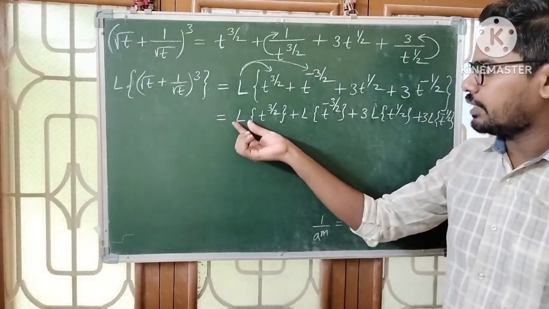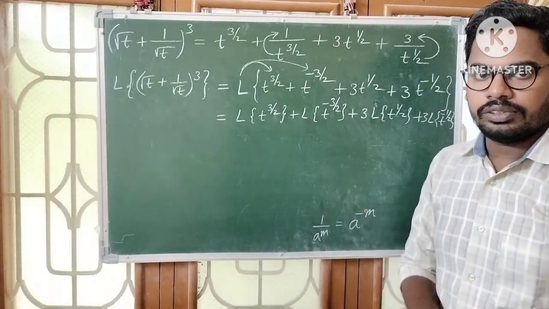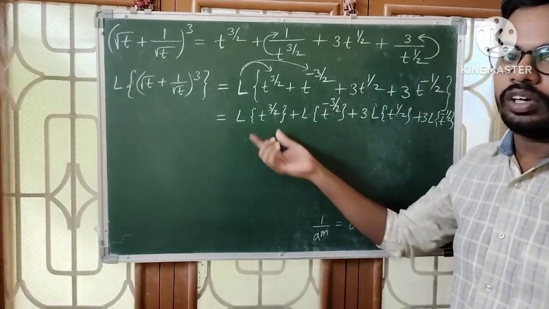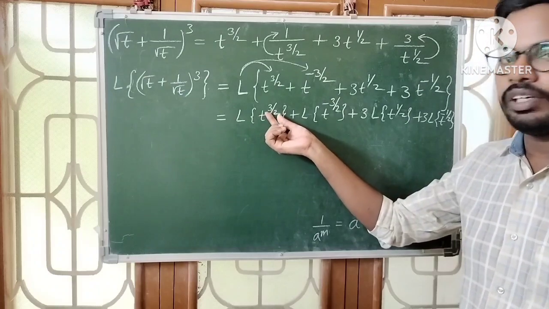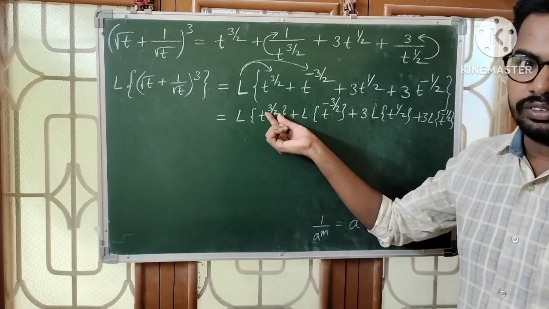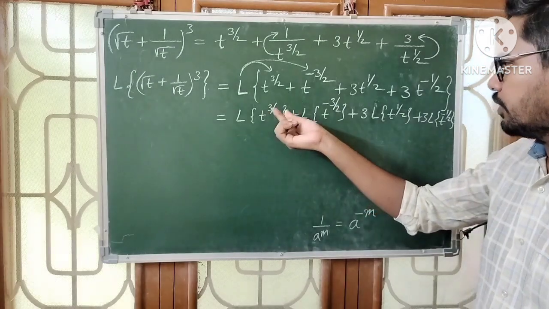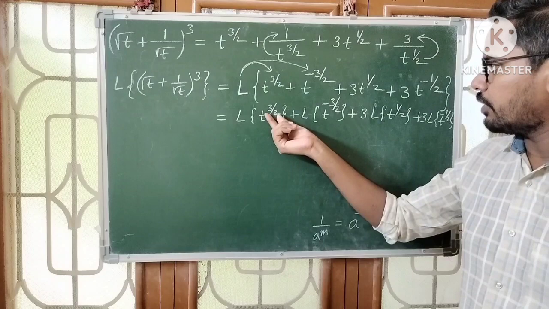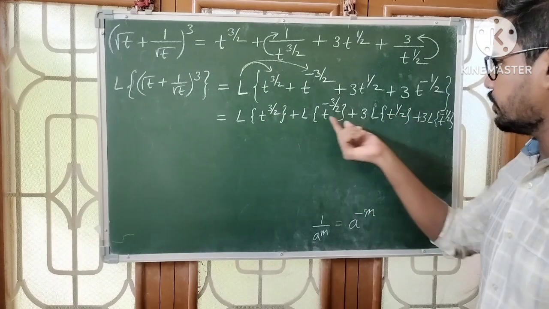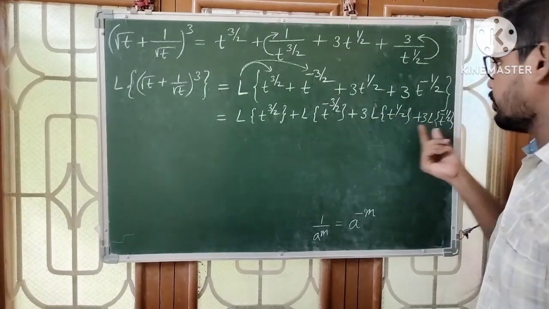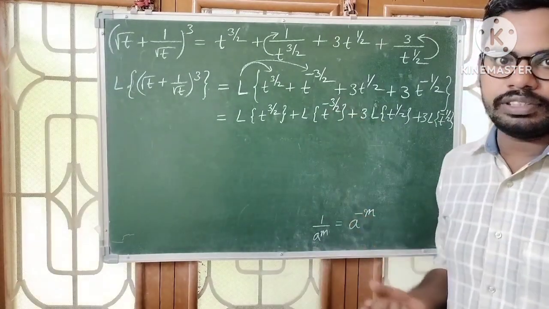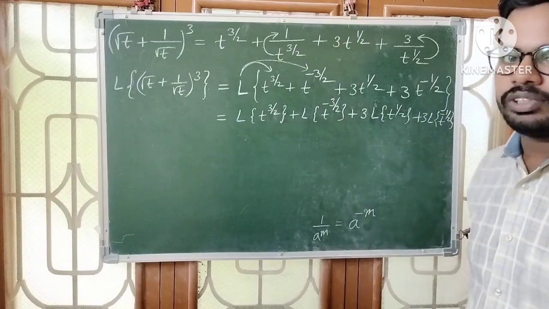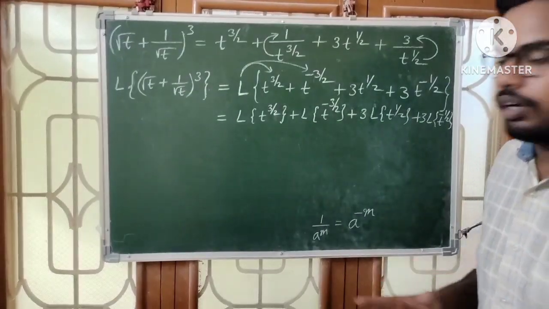So we need a Laplace transform of t power 3 by 2. Now in Laplace transform, we do not have a formula for this if the exponent is a fraction, positive or negative. In the first term and third term, the exponents are positive fractions, whereas in the second term and last term, the exponents are negative. So to solve this expression, we have to apply the concept of gamma functions.